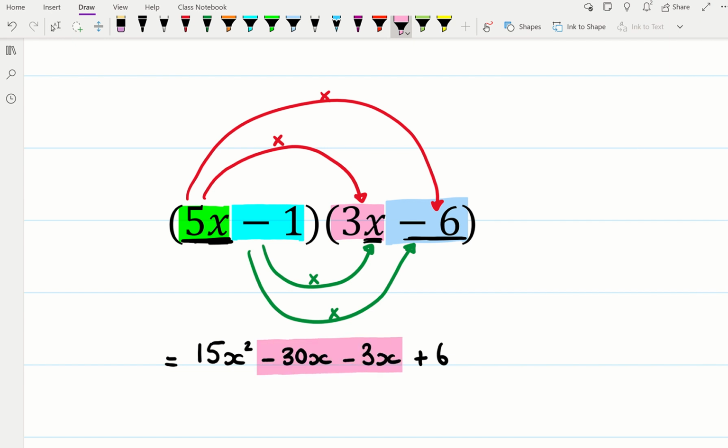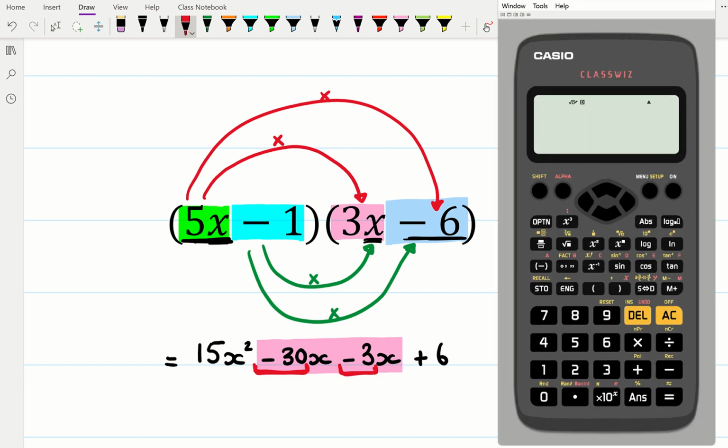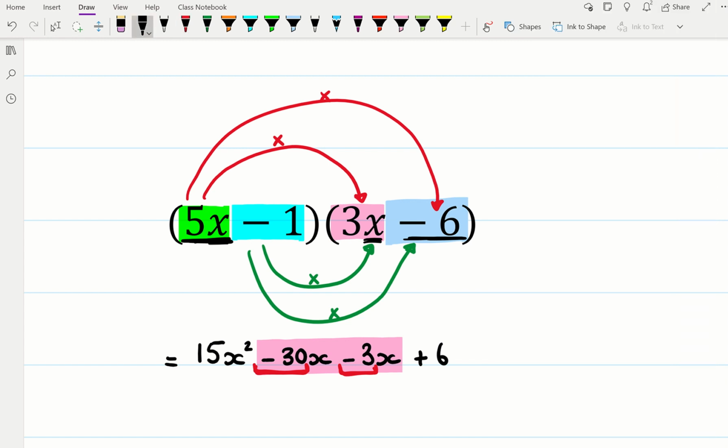Then I look for the like terms, which are the two terms that have x. I get my calculator and I write exactly what I see, nothing more, nothing less. There's no multiplication, I'm not multiplying anymore. This is negative 30 take away 3. The brackets next to each other tell us to multiply, but this is just a subtraction. Negative 30 minus 3 is negative 33x.